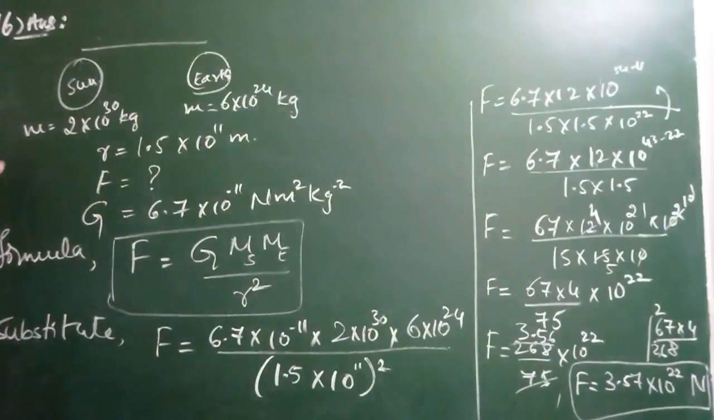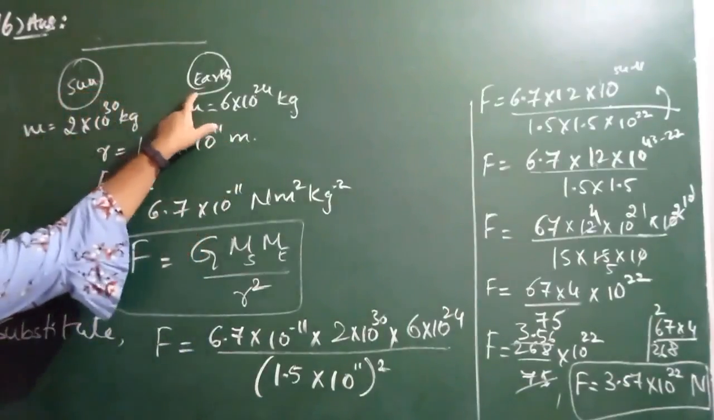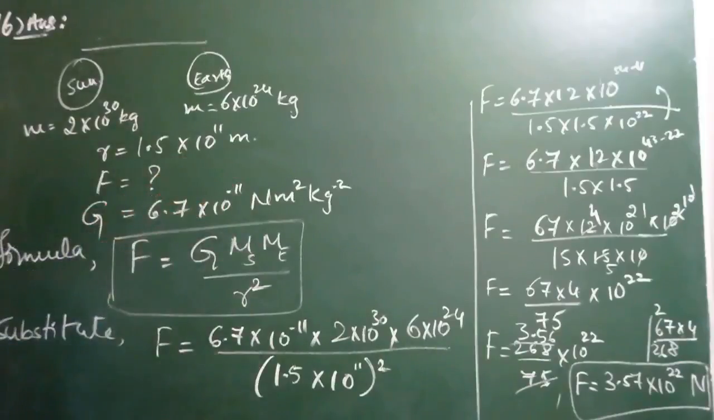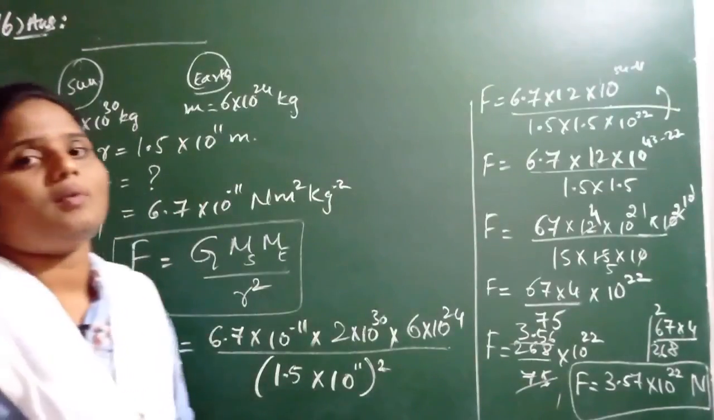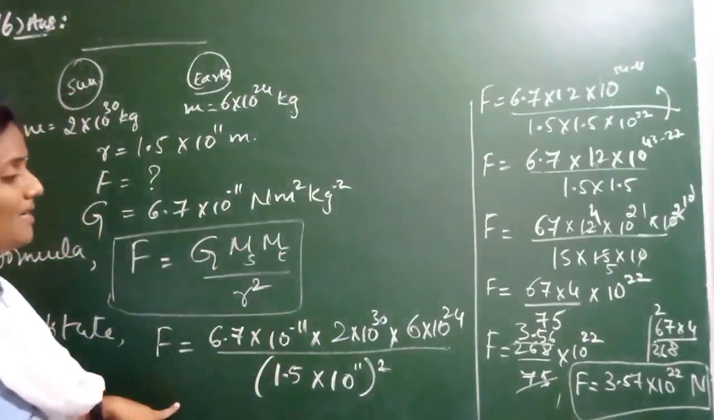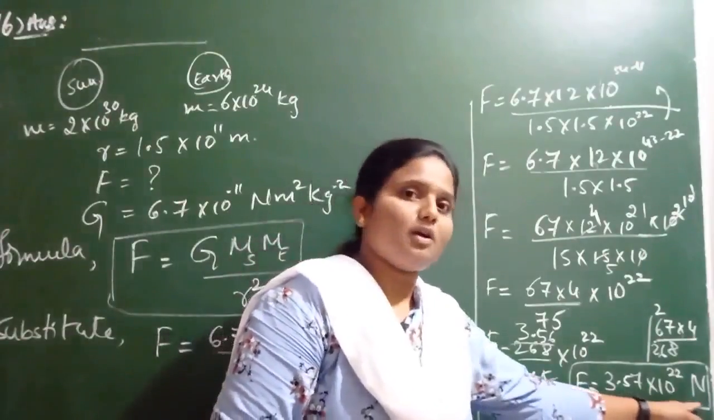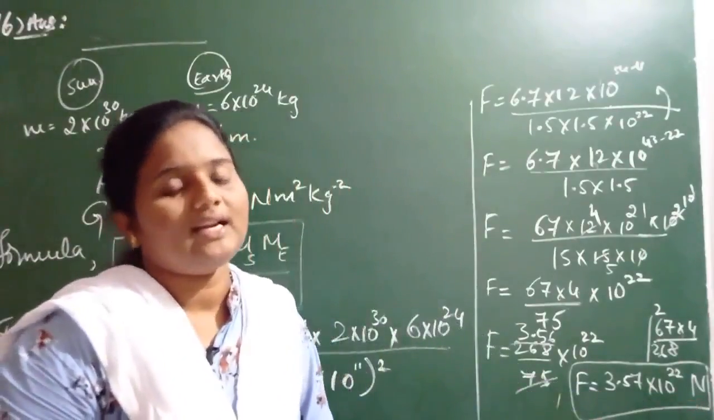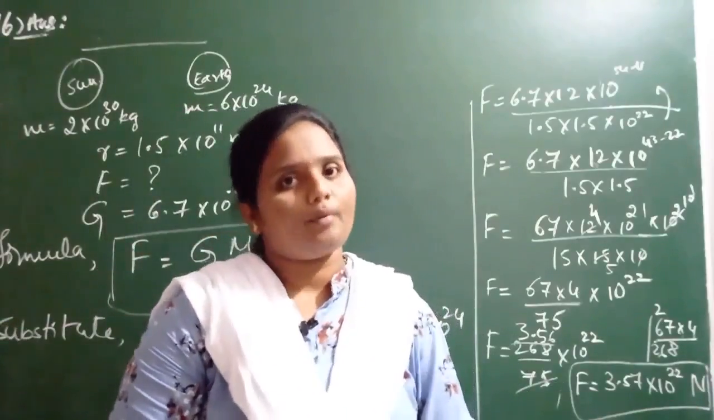Is it clear children? Once again, explain: the mass of the sun is given, and also the mass of the earth is given, and the average distance, nothing but the radius value, is 1.5 into 10 to the power of 11 meter. They asked us to calculate its force. Now we have to use the universal law formula, F is equals to G into m1 into m2 divided by r square. Then by substituting all the values, you will get the force value 3.57 into 10 to the power of 22 newtons. Is it clear children? Okay, next we will move to the 17th problem.